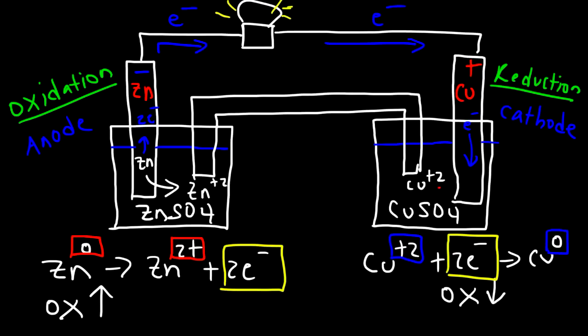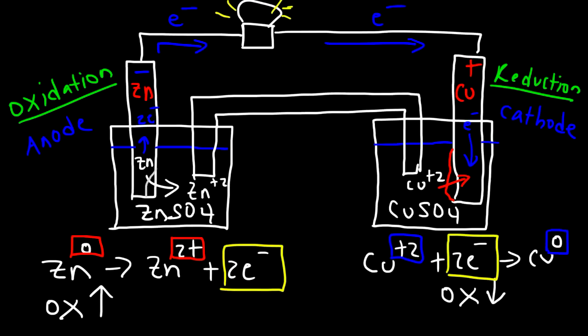As they accelerate towards the cathode, they're going to pick up the electrons at the interface between the cathode and the solution. As these ions acquire electrons, they turn into copper metal, and so they deposit themselves on the surface of the cathode. Over time, you'll notice that the cathode is going to get bigger because the copper ions are turning into copper atoms on the surface of the copper electrode. Now the zinc electrode is going to get smaller because it's losing mass.